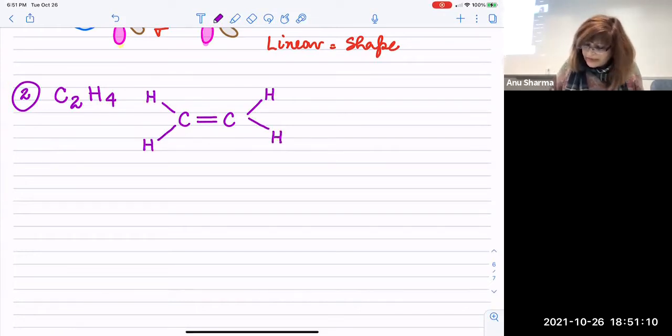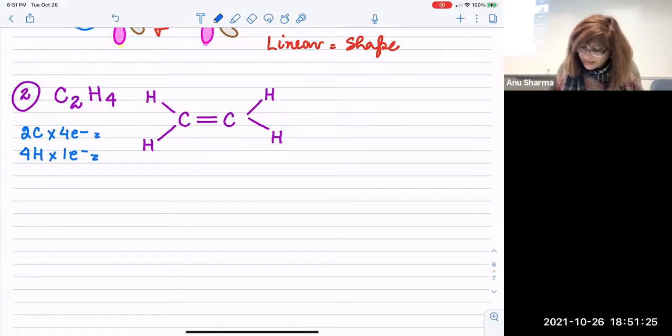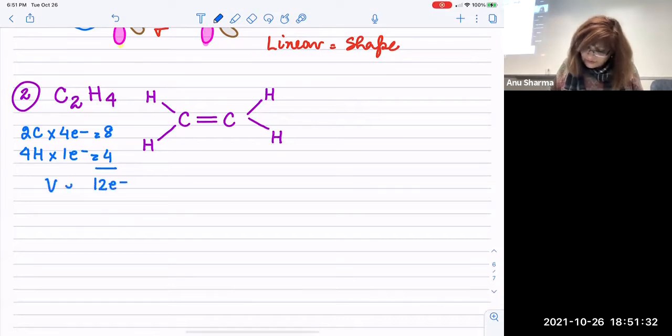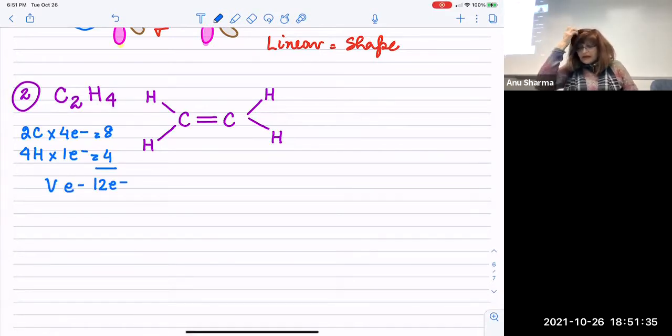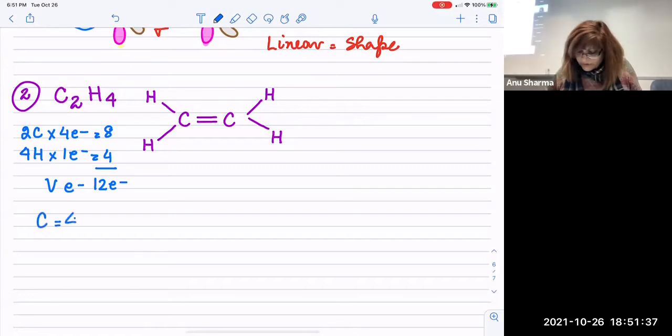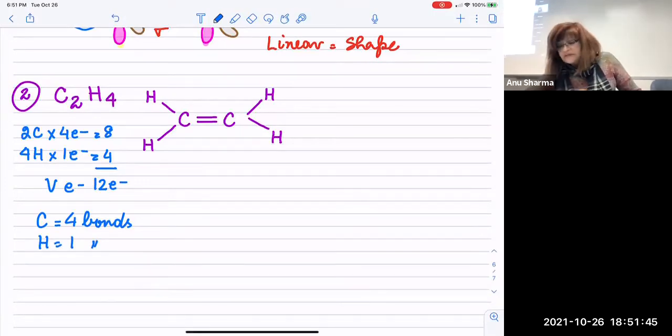C2H4. If you look at it, there are two carbons, each bringing in four electrons. There are four hydrogens, each bringing in one electron. So we have 4 times 2 is 8, and this is 4. So a total of 12 valence electrons, okay? Carbon makes four bonds. So the ideal arrangement for carbon is this. Hydrogen only makes one bond. So that's why it has to be on the side.